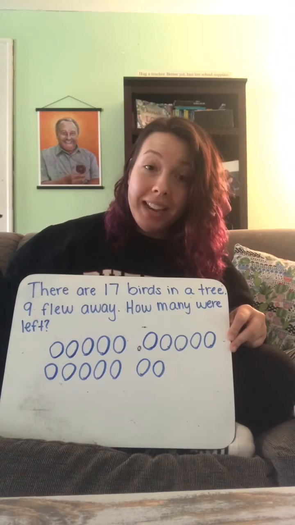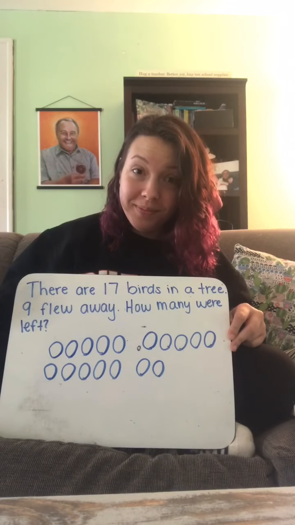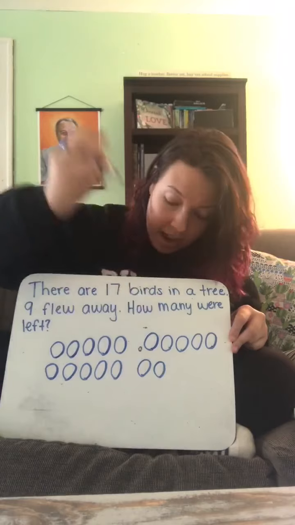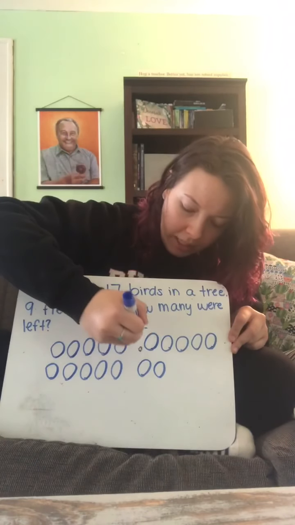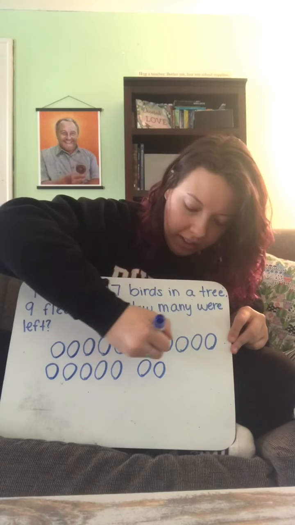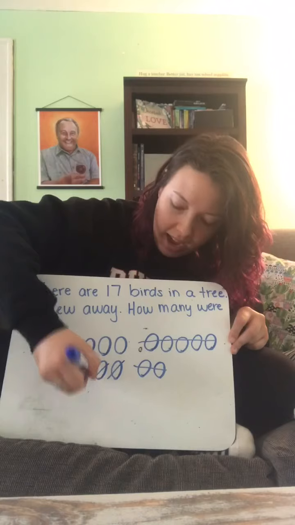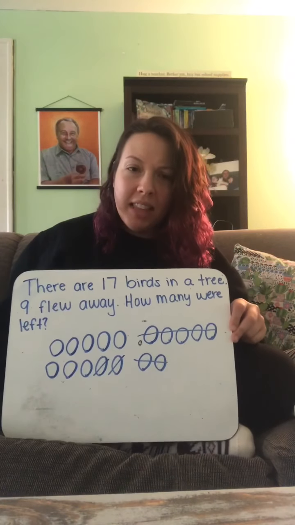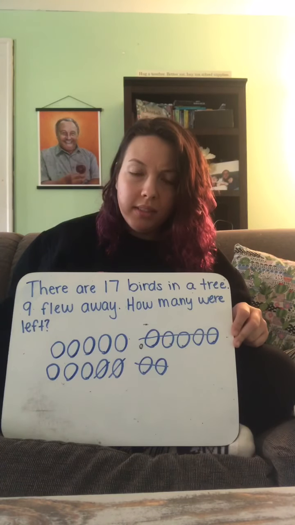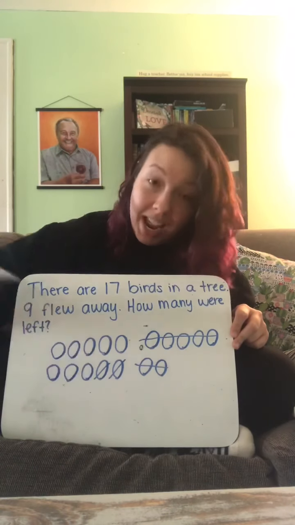So should we add 9 more, or should we cross out 9? Good, we should cross out 9. So I'm going to start by crossing these ones out. And since I know the number is 17, I know that there's 7 here. So 7, 8, 9. How many are left? Well, we have 5, 6, 7, 8 left.